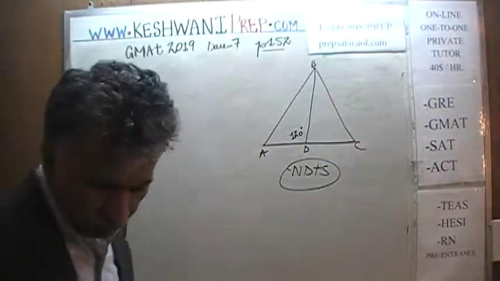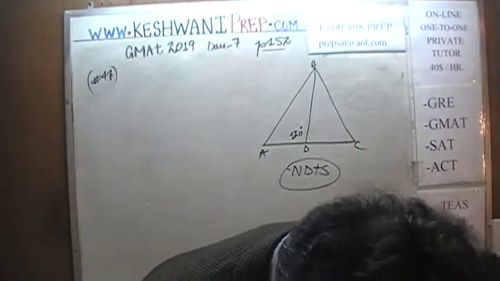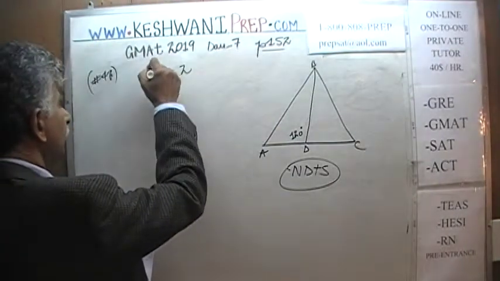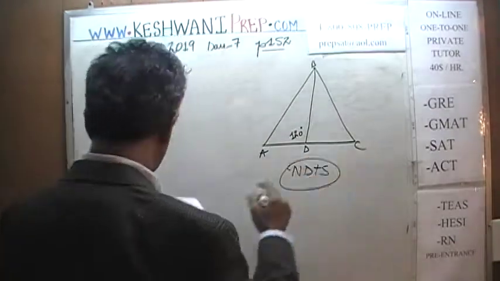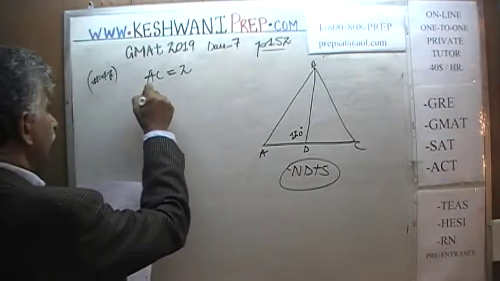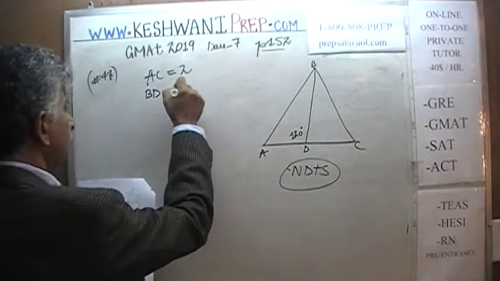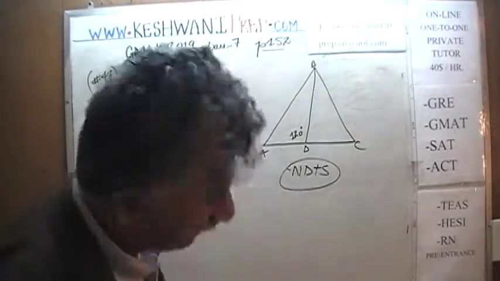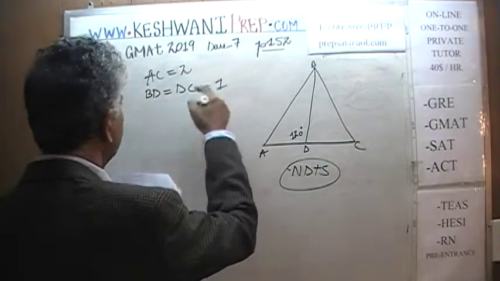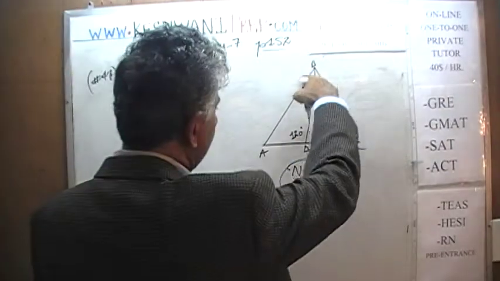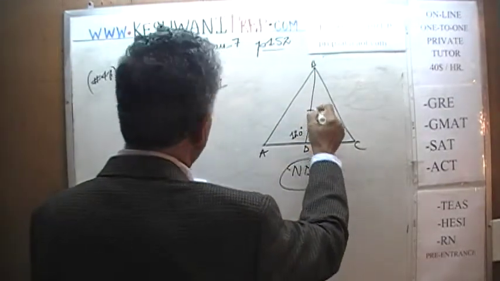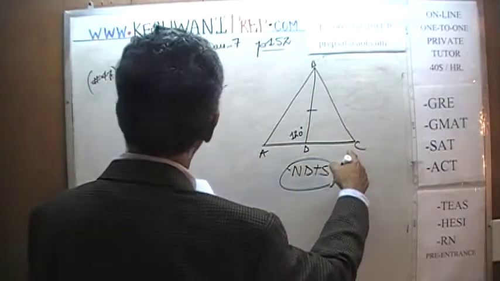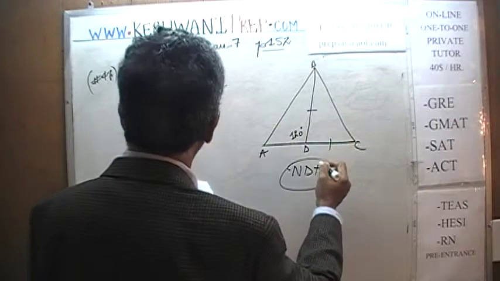Enough of the talk. What else do we know? We know that A to C is 2. We are also told that B to D is equal to D to C, which is 1. Let's see what that is. B to D is equal to D to C.